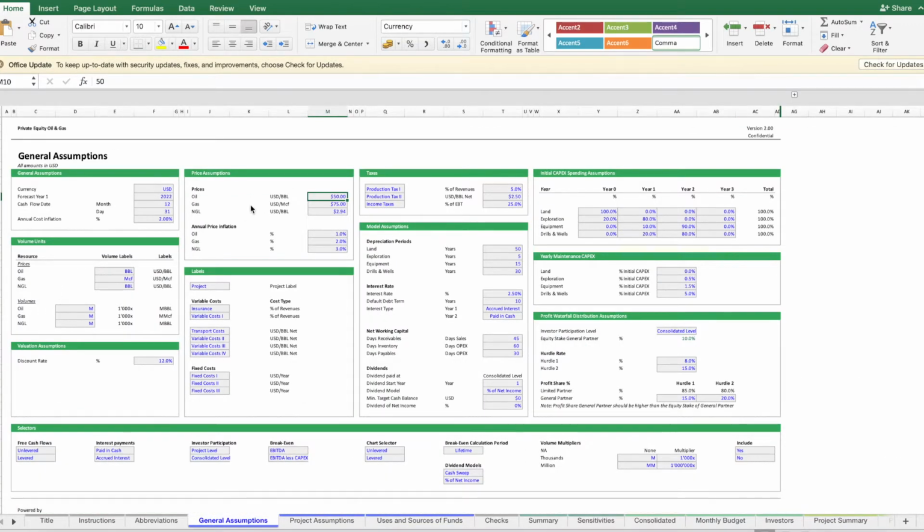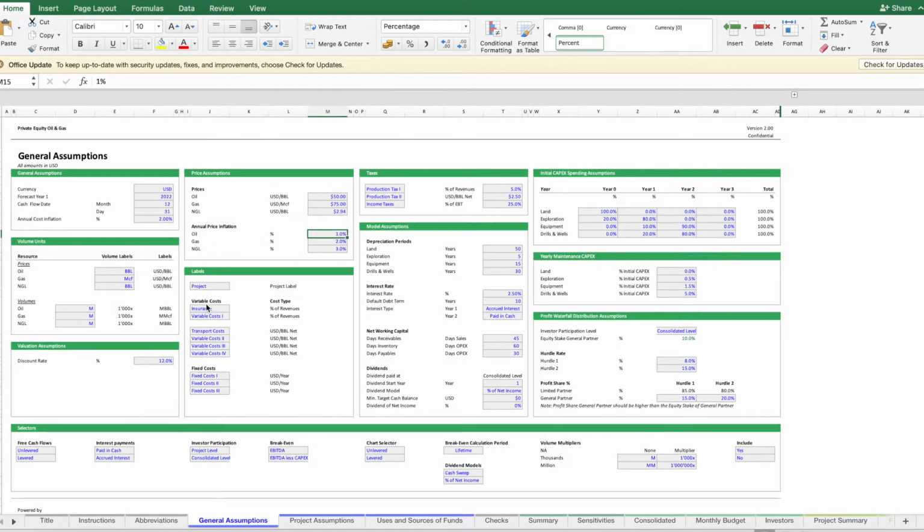It's already started, but basically what we need to calibrate is the outlook in terms of the prices for oil, gas, or natural gas liquids. What are the price assumptions which should apply throughout the model? In case these prices change, what's the yearly change in price?